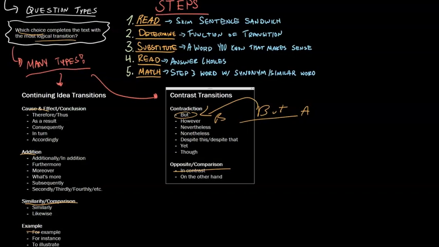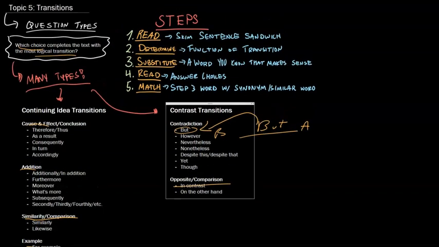And that's your 5-step plan for figuring out what's the most logical transition. That is question type number 5.